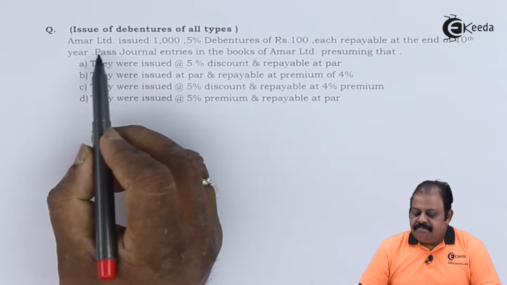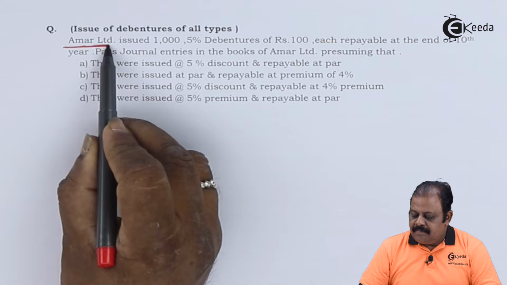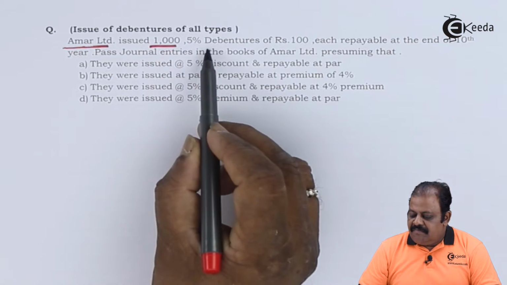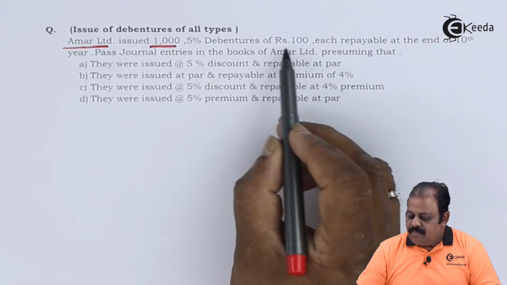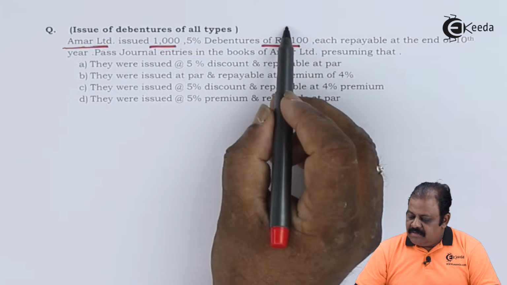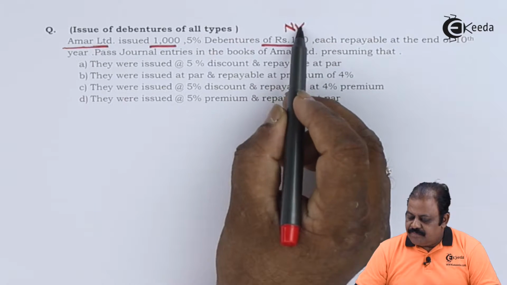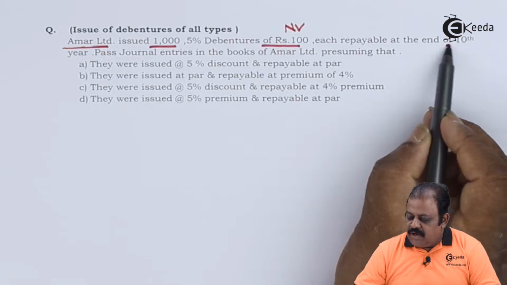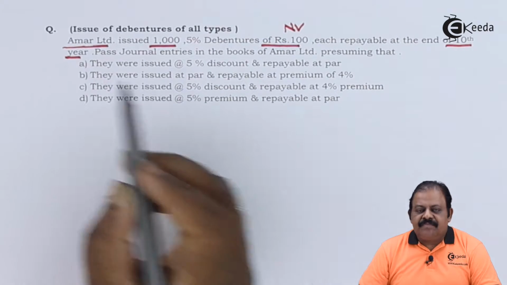Amar Limited issued 1,000 5% debentures of rupees 100 each. This is nominal value, repayable at the end of 10th year.